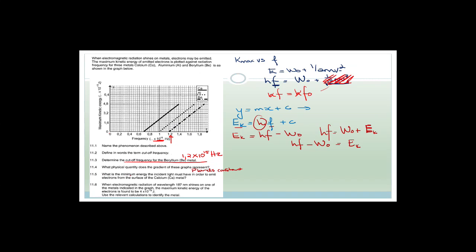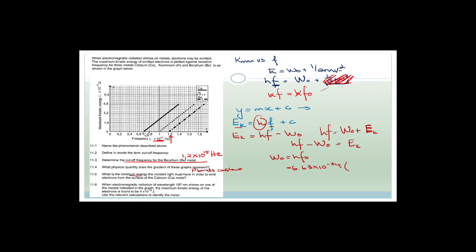Now it says, what is the minimum energy the incident light must have in order to emit electrons from the surface of the calcium metal? So for calcium, they want the minimum energy, not frequency, energy. The minimum energy is the work function, which equals H F zero. We've got Planck's constant, 6.63 times 10 to the negative 34, and we need to multiply it by the threshold frequency.